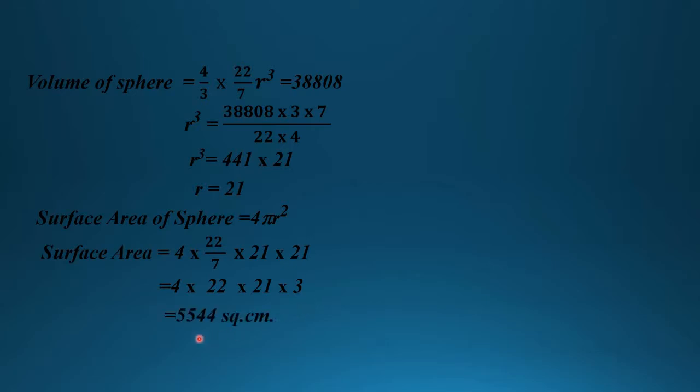The answer we get is 5,544 square centimeter. Therefore, surface area of sphere is equal to 5,544 square centimeter. Question number 5. Volume of a hemisphere is 18,000 pi cubic centimeter. Find its diameter.